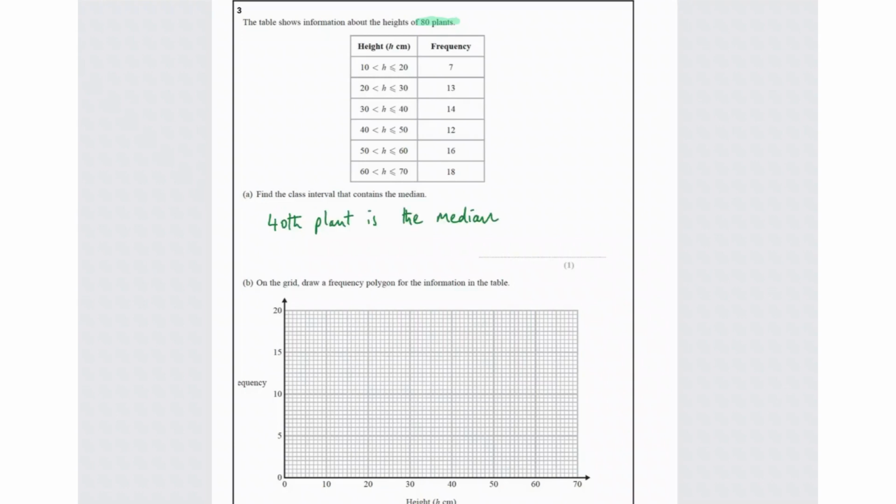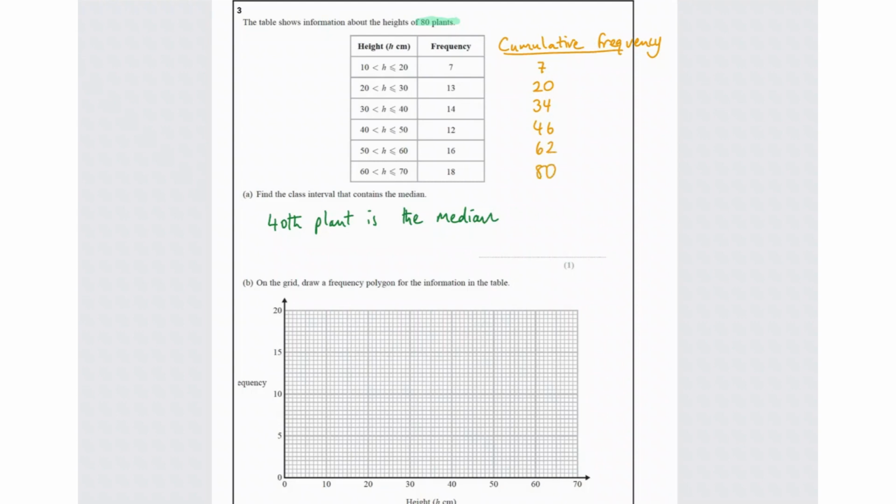So to find the 40th plant, we need to figure out which group it's in. So we're going to do the cumulative frequency, which just means you add up the frequencies to accumulate, just to add up. 7 add 13 is 20, add 14 is 34, 46, 62, and then 80 again.